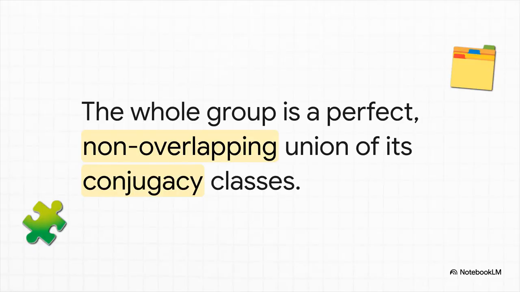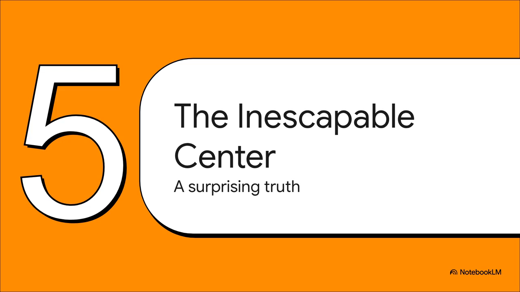And that is the big idea here. The entire group can be split up into a perfect, non-overlapping union of these conjugacy classes. It's like taking a giant bag of Legos and sorting them into neat piles. Here are all the 2x2 bricks, here are the 2x4s, and so on. Every single piece belongs to exactly one pile. All right, we've built up all this abstract machinery, centers, centralizers, conjugacy classes, and now we get to the payoff. Because all of this leads to a profound, powerful, and completely non-obvious truth about the very nature of these systems.